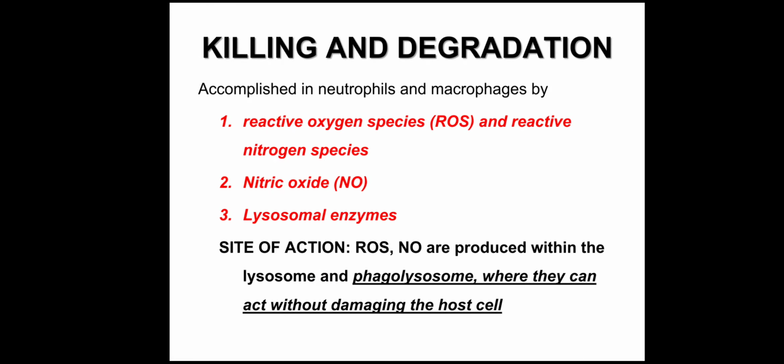Now the third step was killing and degradation. So there are three basic mechanisms inside those WBCs, like neutrophils and macrophages. What are those killing mechanisms? First is killing by reactive oxygen species and reactive nitrogen species. Second is because of nitric oxide, which will result in the formation of certain free radicals that cause the killing of the microbe. And third is by the lysosomal enzymes. The site of action, as I told you, is the phagolysosome. The killing will occur in the phagolysosome, and the advantage is that when killing occurs inside it, it will not damage the other cellular components of the host cell.